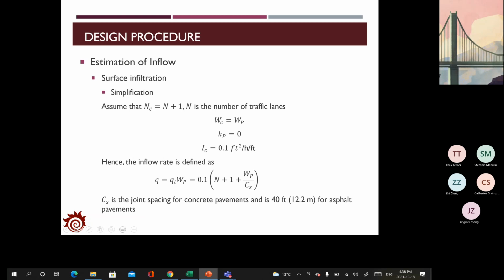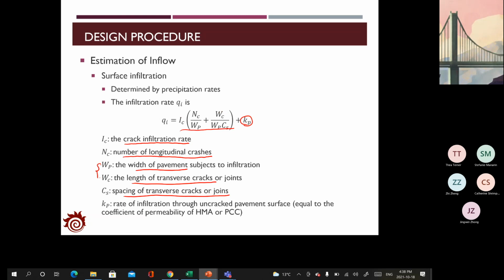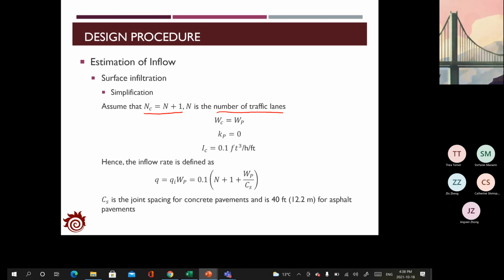We also have the simplified equation to do the estimation. In the simplification, we assume that the NC would be the value of n plus 1, and n is the number of the traffic lanes. Also, we usually assume that the width of the cracks, WC, will be the same as the width of the pavement. So we'll assume these two values are the same.